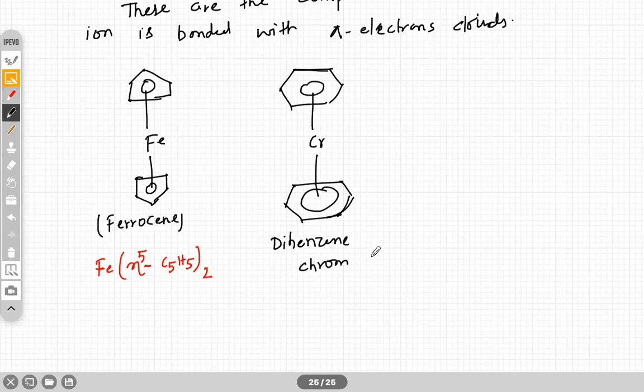Dibenzene chromium, and the representation of this is Cr for chromium, eta to the power 6, C6H6, whole twice. Okay, another example you see.